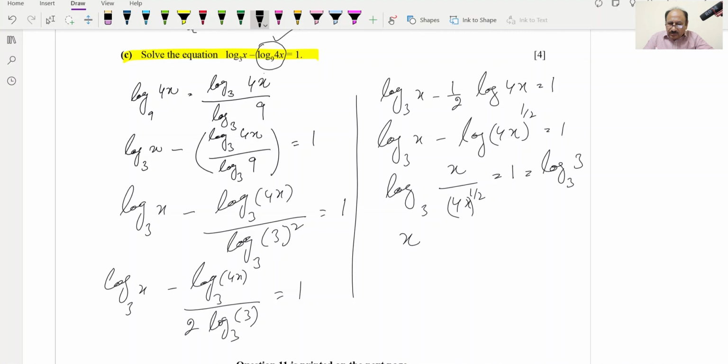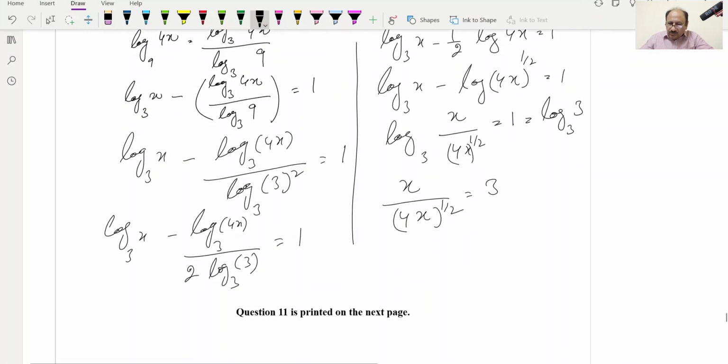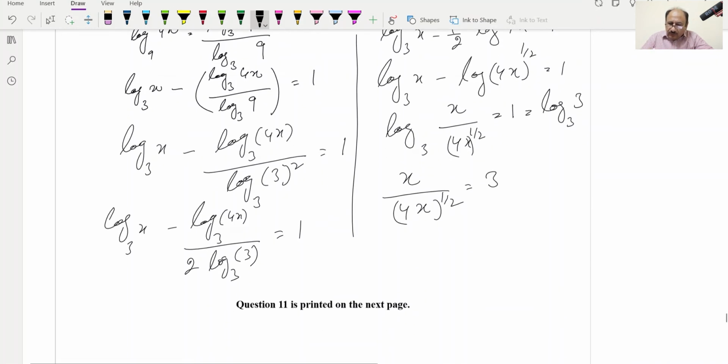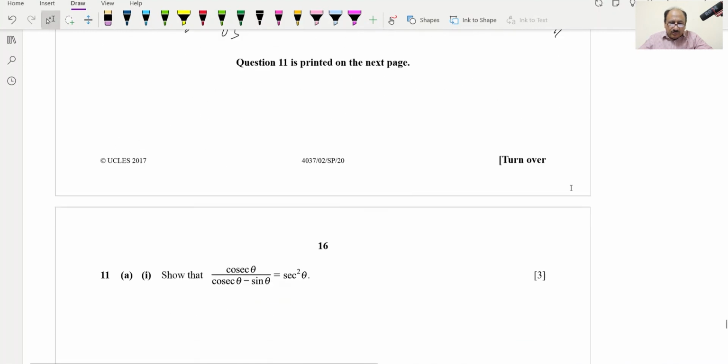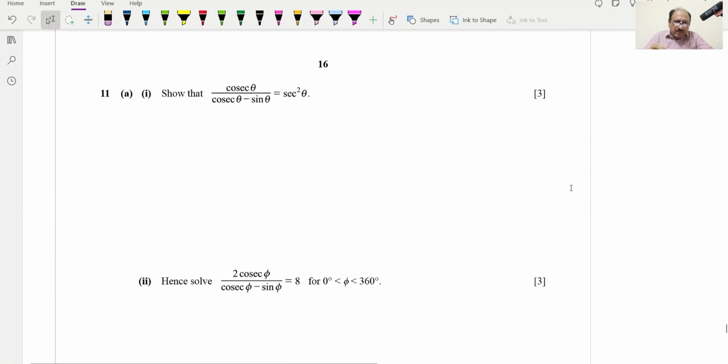So this implies x over 4x raised to 1 by 2 is equal to 3, and this will be x over 2x raised to the power 1 by 2 is equal to 3. This implies x raised to 1 by 2 is equal to 6, and x will be equal to 6 squared, which is 36. So this will be our final answer for this part. Hopefully you understood this. Now we can move to question number 11.